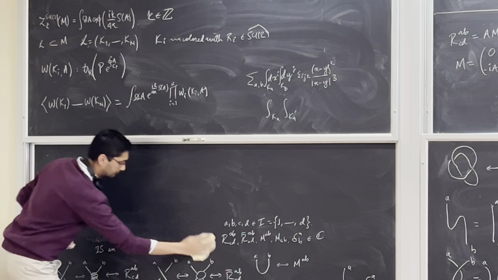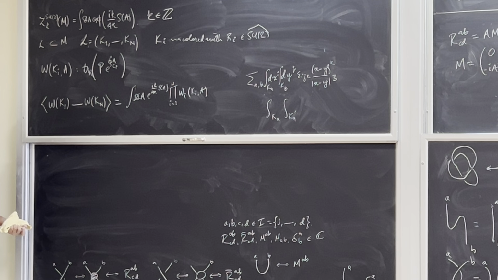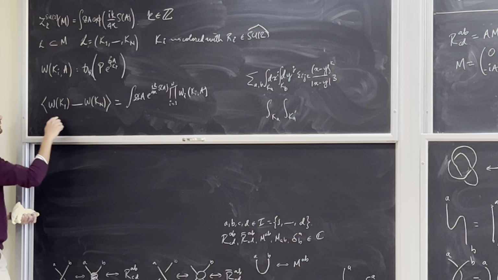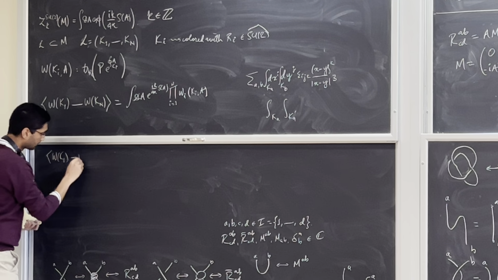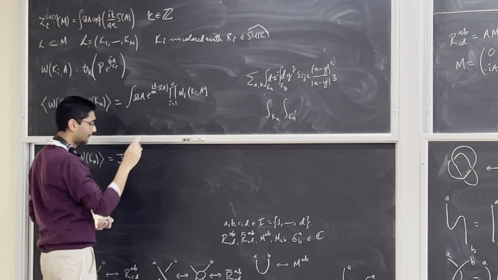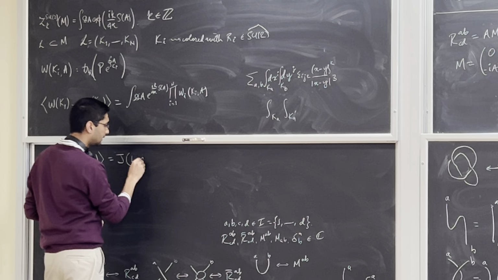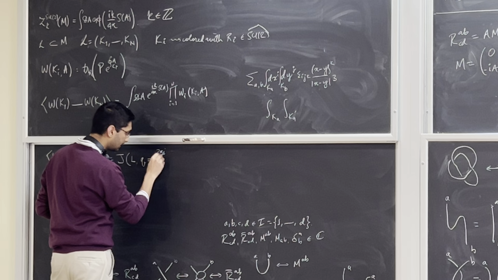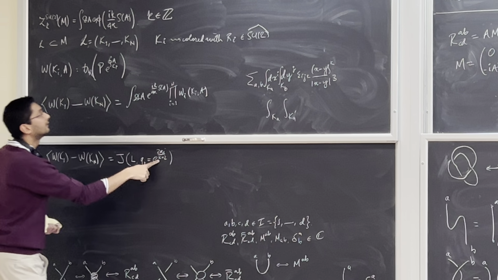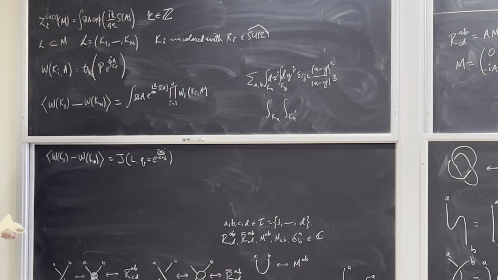then, if all of these colorings are the two-dimensional spin half representation of SU2, this expectation value is equal to the Jones polynomial of the link L evaluated at Q equal to exponential of 2 pi i divided by K plus 2, where this K is the Chern-Simons level.